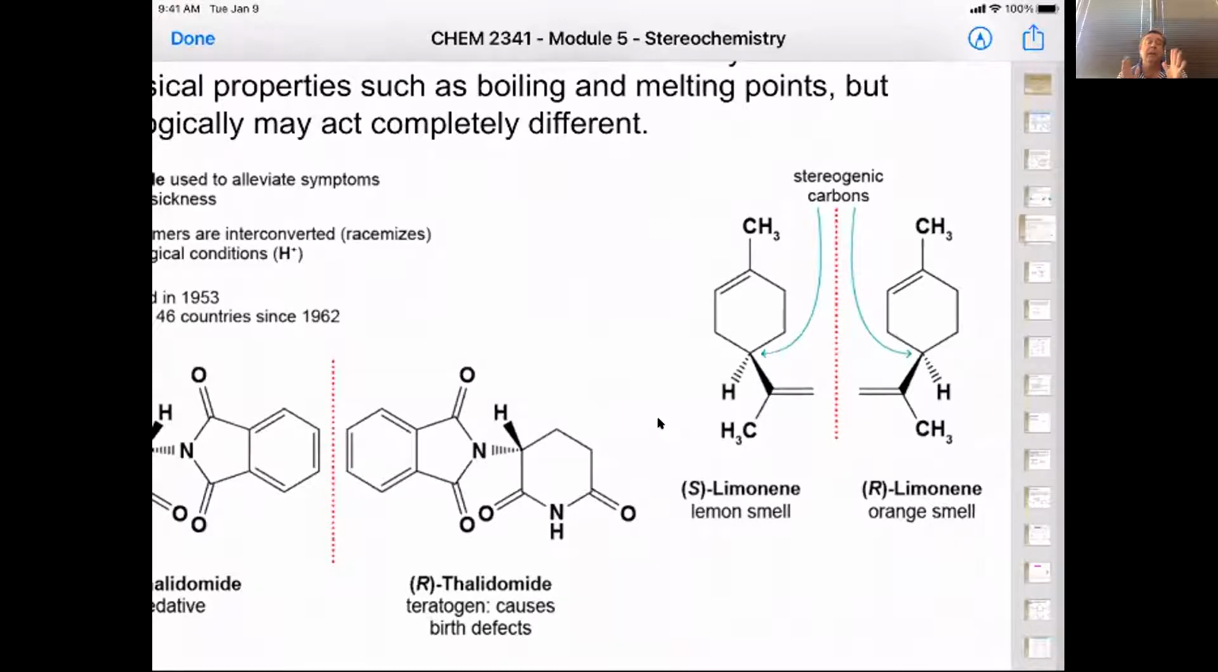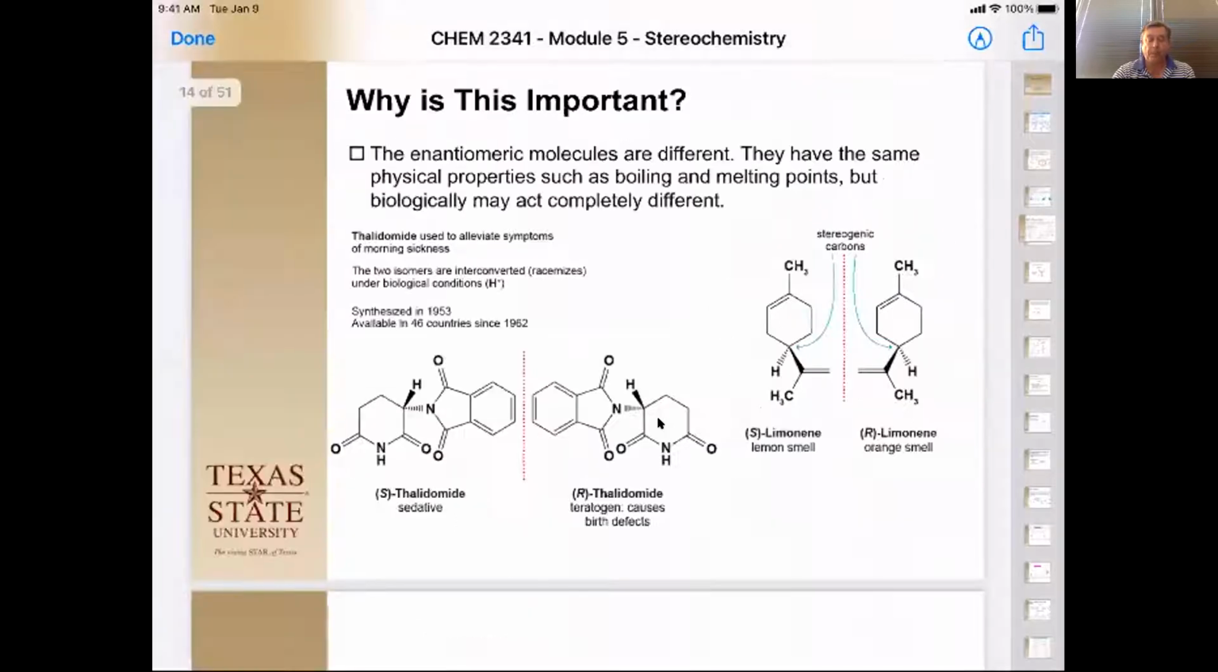Cool thing is, when you isolate them from plants, the plant usually makes one or the other, but not both, because the biological systems are very specific about their synthesis patterns and will only generate one of the isomers possible.